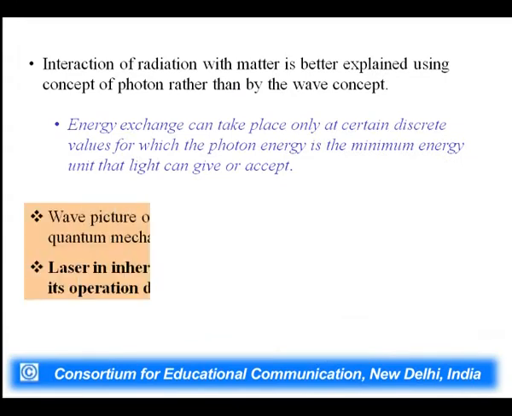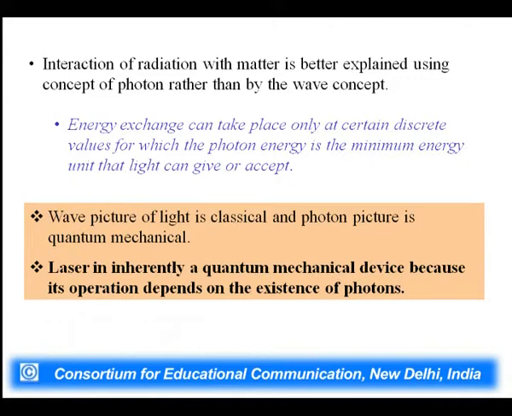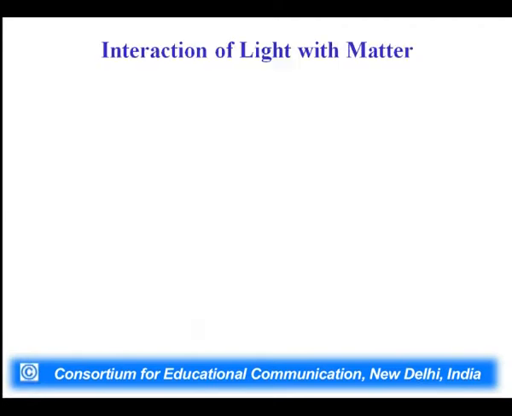The interaction of radiation with matter is better explained using the concept of photon rather than the wave concept. Basically, energy exchange can take place only at certain discrete values, for which the photon energy is the minimum energy unit that light can give or accept. That means there is transmission and there is absorption. The wave picture of light is a classical phenomenon and the photon picture is a quantum phenomenon. Laser is inherently a quantum mechanical device because its operation depends on the existence of photons. Without quantum mechanics, laser cannot be explained.